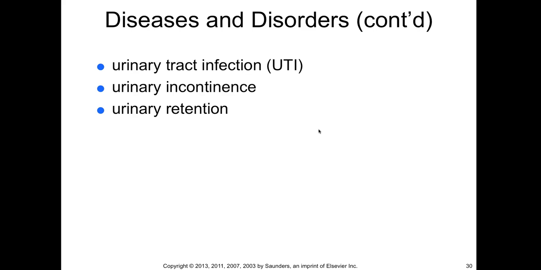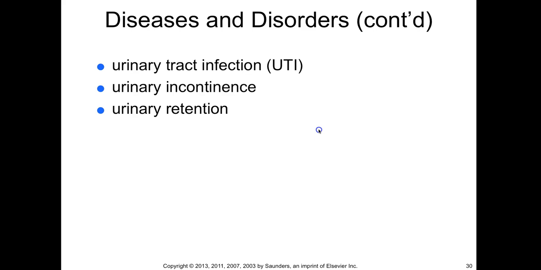Next, we have a urinary tract infection or a UTI. This could happen anywhere along the urinary tract. Next, we have urinary incontinence. What this means is that someone has the inability to hold the urine in the bladder. So when you see incontinence, that means they have trouble holding it in. And usually, again, women who have given multiple births will suffer from some level of urinary incontinence. Urinary retention is the inability to empty the bladder, and usually males as they age will have more trouble with this.